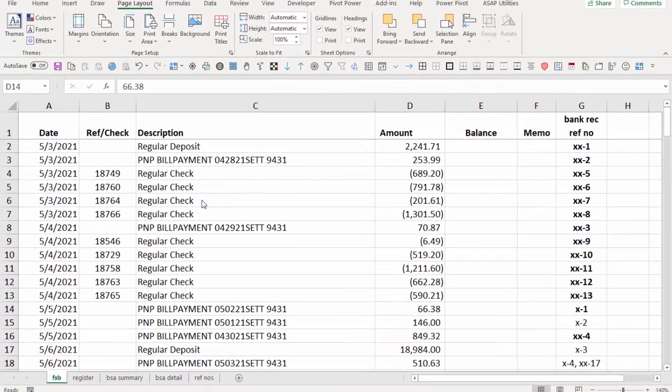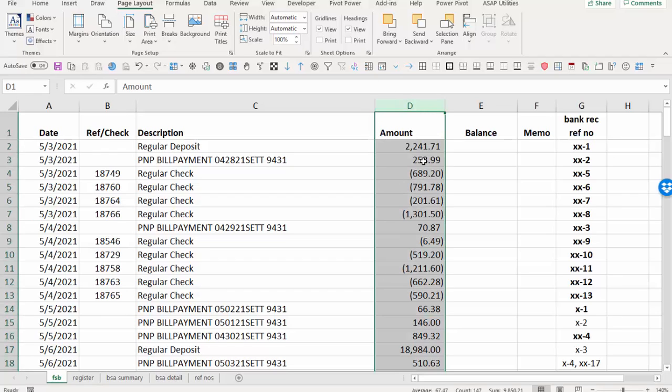The next step in the May recon process is to agree the current month deposits per the bank to the current month deposits per the general ledger. First, go to the FSB tab. Deposits are denoted by positive amounts in column D.